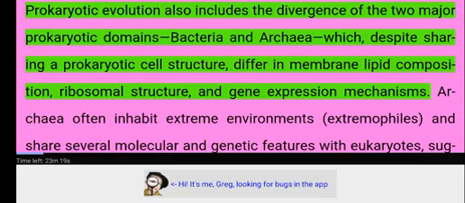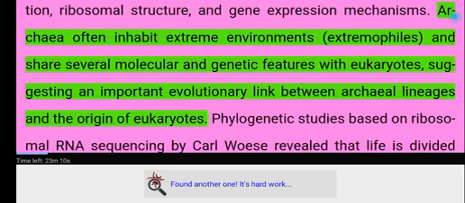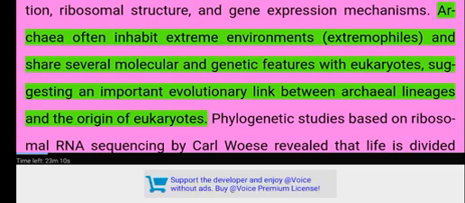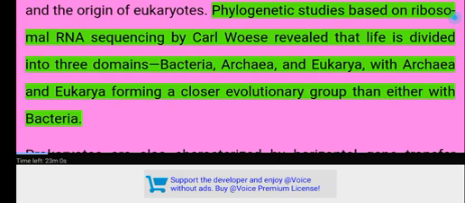Prokaryotic evolution also includes the divergence of the two major prokaryotic domains, bacteria and archaea, which, despite sharing a prokaryotic cell structure, differ in membrane lipid composition, ribosomal structure, and gene expression mechanisms. Archaea often inhabit extreme environments, extremophiles, and share several molecular and genetic features with eukaryotes, suggesting an important evolutionary link between archaea lineages and the origin of eukaryotes. Phylogenetic studies based on ribosomal RNA sequencing by Carl Woese revealed that life is divided into three domains, bacteria, archaea, and eukarya, with archaea and eukarya forming a closer evolutionary group than either with bacteria.